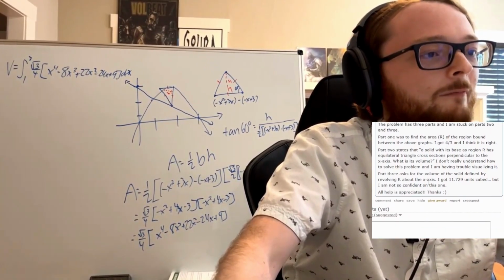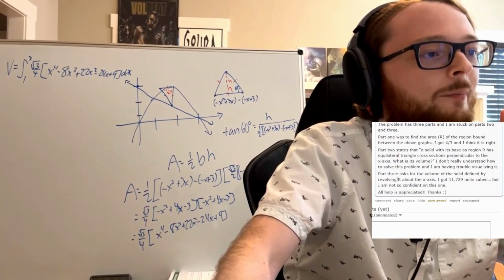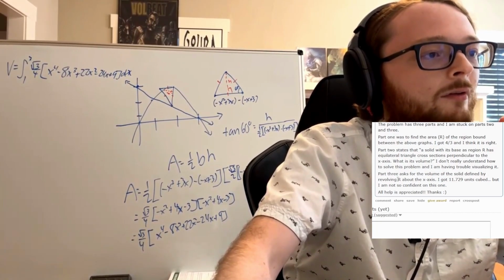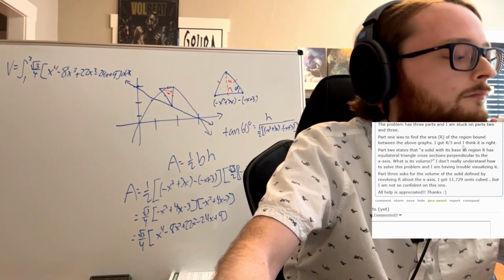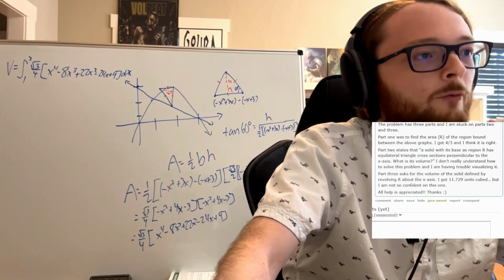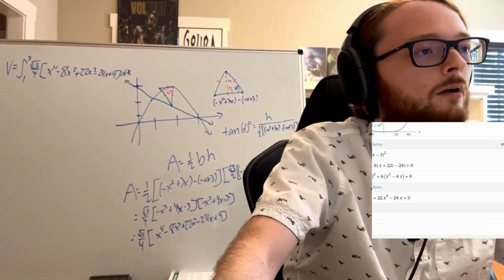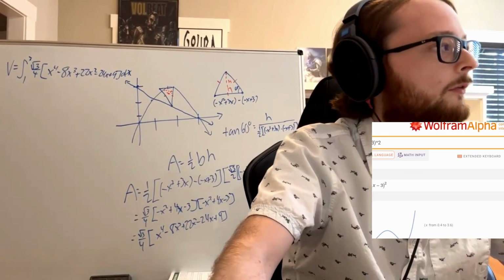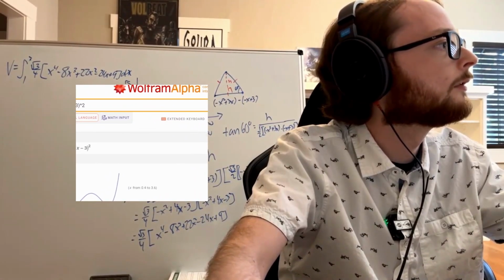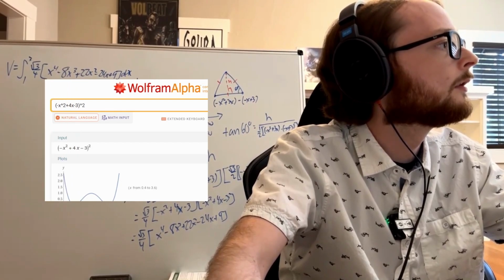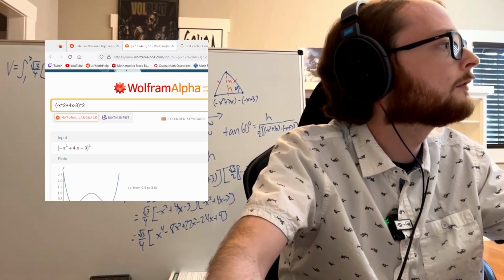What's for part 3? Volume of the solid defined by revolving r around the x-axis. It's just a simple solid of revolution. We can do washers. That's what it's called. It's actually pretty easy to set up in Wolfram as well. Just verify their answer. And I'll expand it out a bit so you guys can see it again.